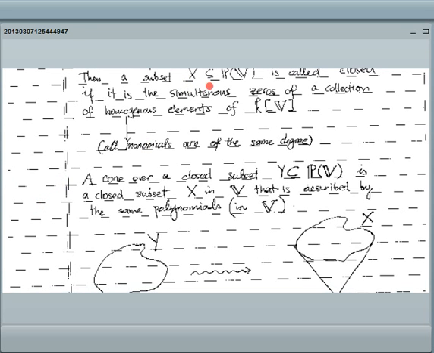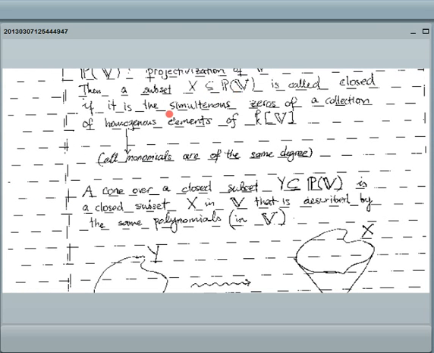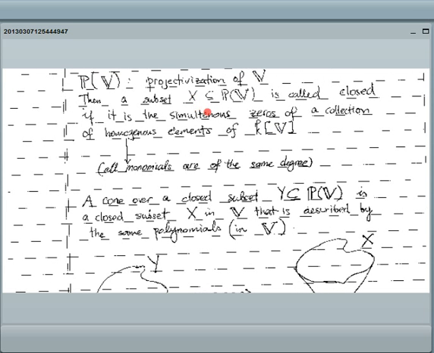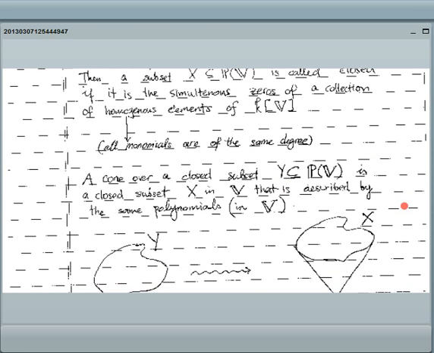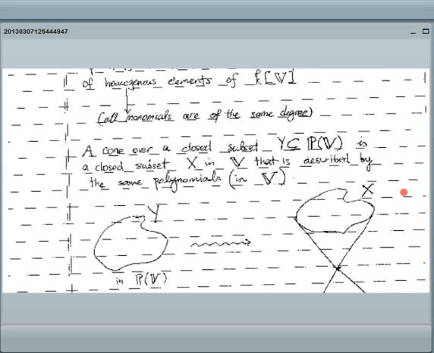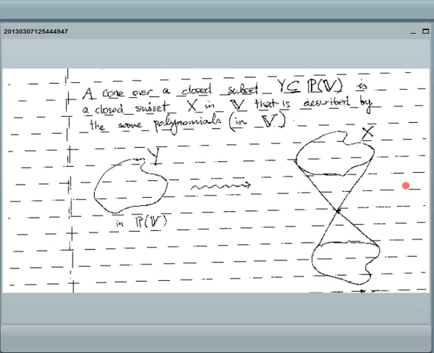A subset X of the projectivization will be called closed if there are homogeneous polynomials on V such that when you evaluate these polynomials on the set of points of X, you get zero again. Does it make sense? Yeah. By the way, homogeneous means the polynomial has all of its monomials of the same degree.